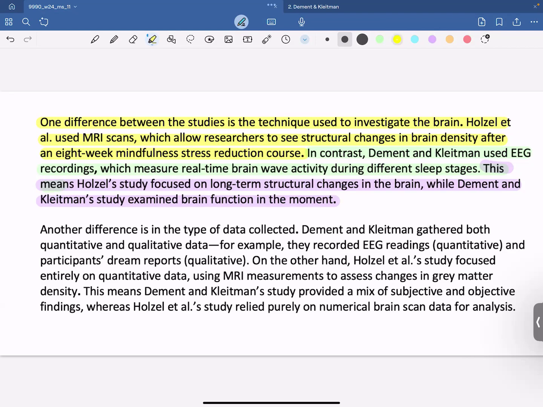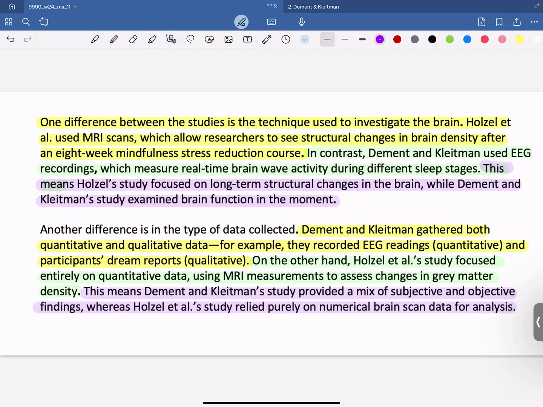Now, quickly reading through the second paragraph that we have over here. Another difference is in the type of data collected. Dement and Kleitman gathered quantitative and qualitative data. For example, they recorded EEG readings, quantitative, and participants' dream reports, that is qualitative. On the other hand, the Holzel et al. study focused entirely on quantitative data, using MRI measurements to assess changes in gray matter density. This means Dement and Kleitman's study provided a mix of subjective and objective findings, whereas the Holzel et al. study relied purely on numerical brain scan data for analysis.